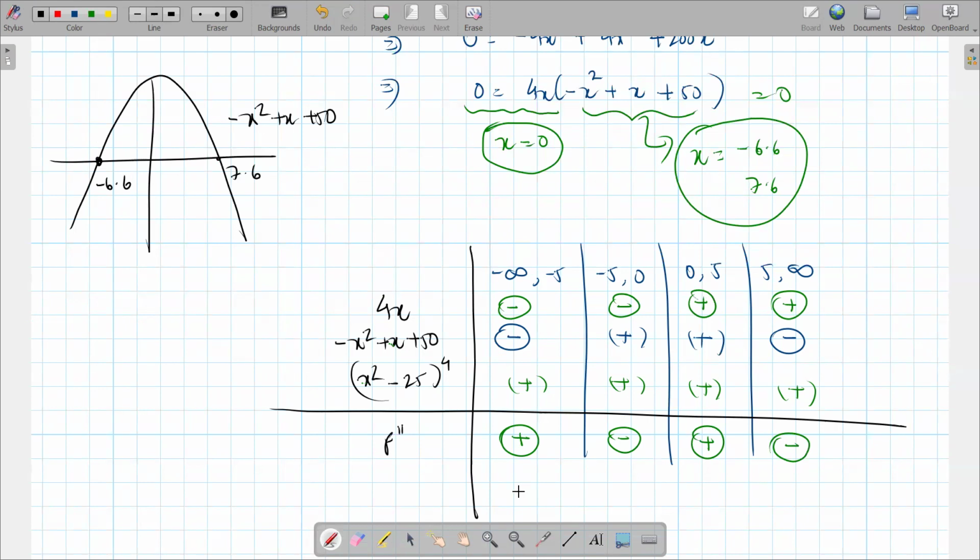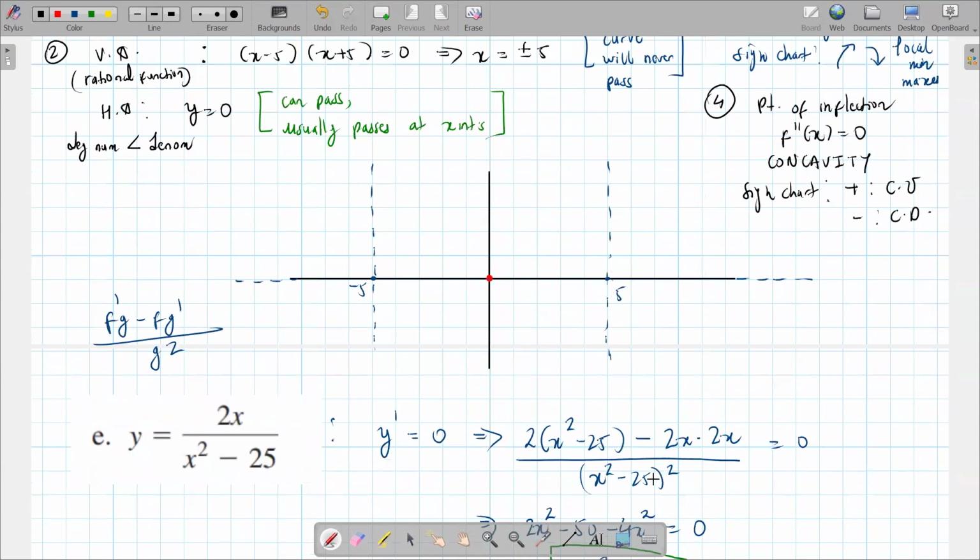What this ultimately means is that from -∞ to -5, our curve is concave up. From -5 to 0, our curve is concave down. From 0 to 5, our curve is concave up. And from 5 to infinity, our curve is concave down, okay? So we have up, down, up, down. So that's our thing. Here we're up, here we're down, here we're up, down. Are we good so far?